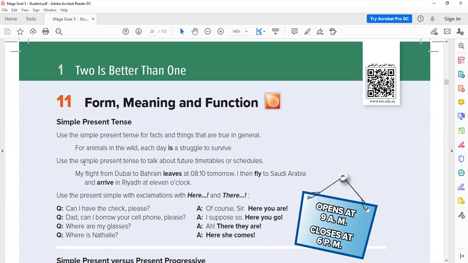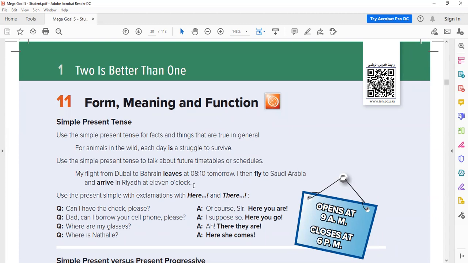Okay, we also use the simple present tense to talk about future timetables or schedules. My flight from Dubai to Bahrain leaves at 8:10 tomorrow. Okay, tomorrow is future. We don't say, or we can't say, will leave. So we use simple present tense to talk about future timetables or schedules. I then fly to Saudi Arabia and arrive in Riyadh at 11 o'clock.